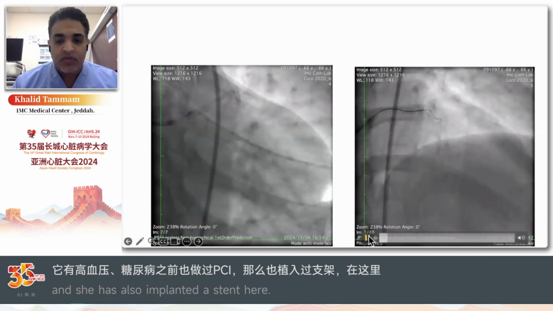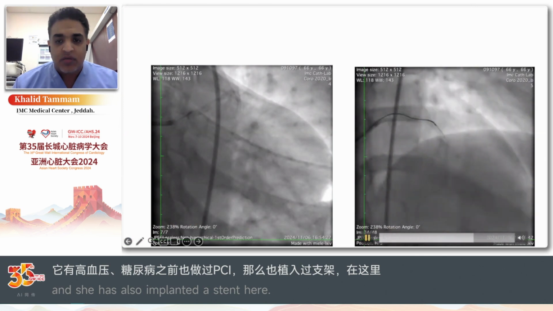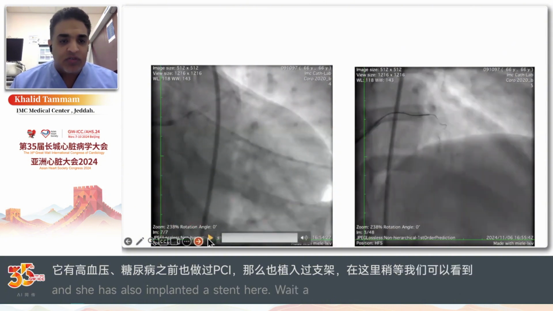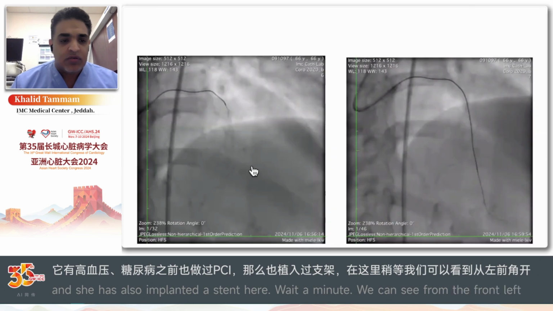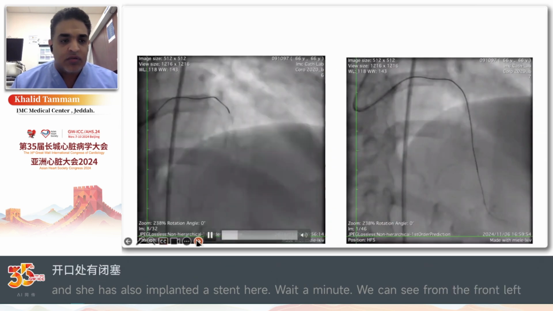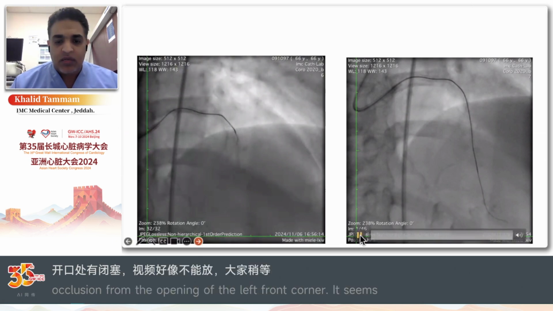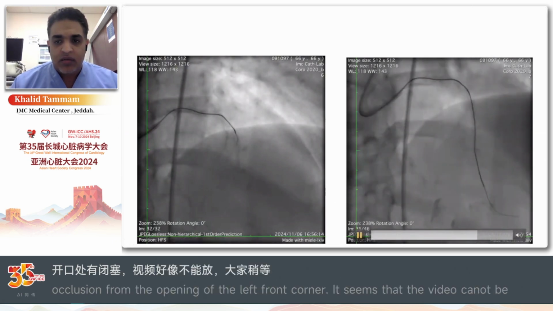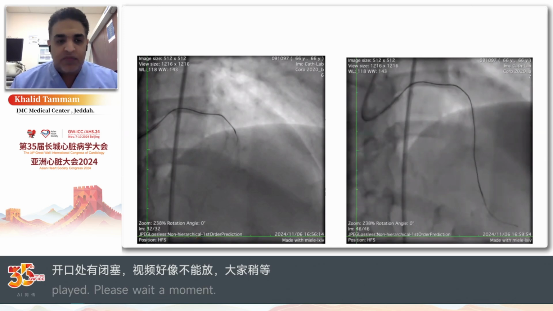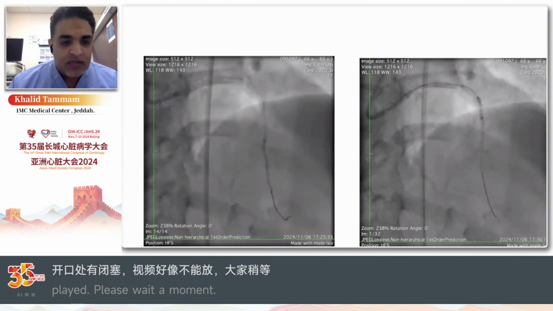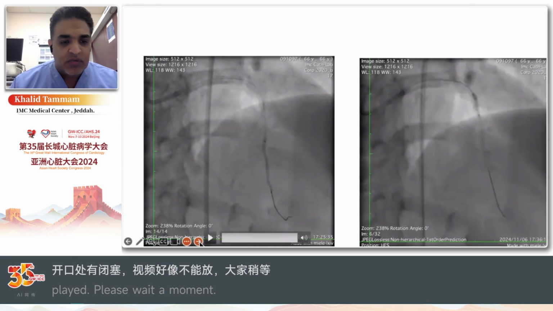Sorry, this is why it's not working. So she has an occlusion of the LAD from the ostium. I don't know why it's not working. Here's the Fielder XTR, which passed well. I don't know why the previous image is not working.